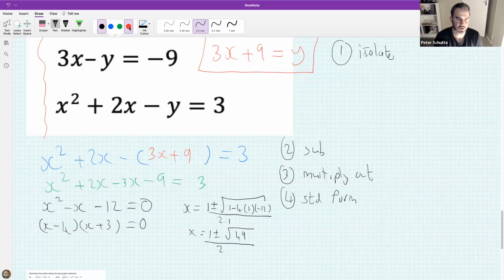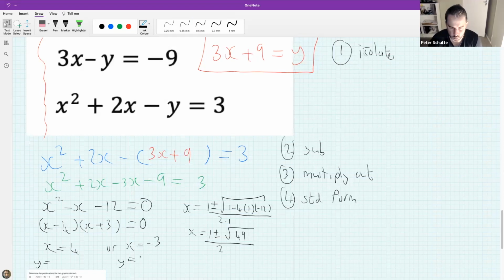Okay, so there's two ways you could have done this. The one is factorizing, the other is using the formula. Both of them get x is 4 or x is -3. Last question for the day is, what are the y values that complete the simultaneous equation solutions going to be?